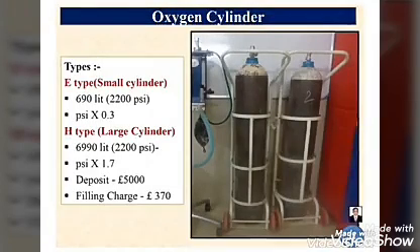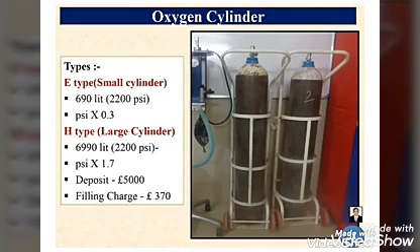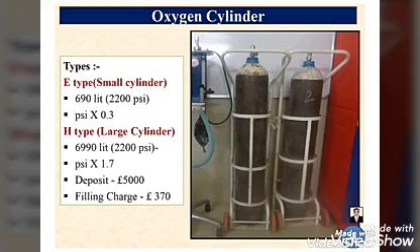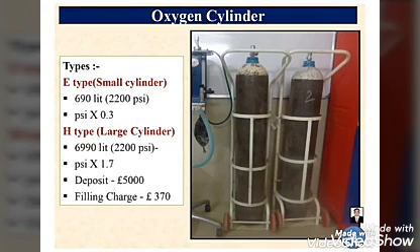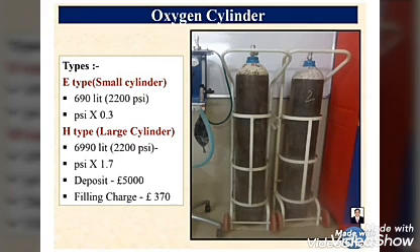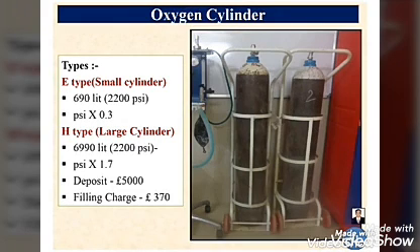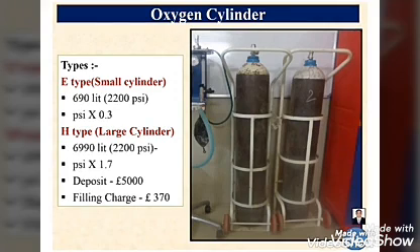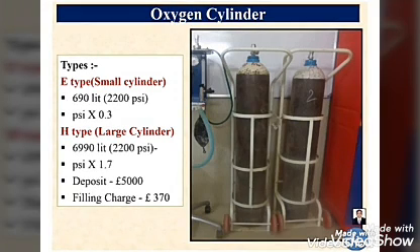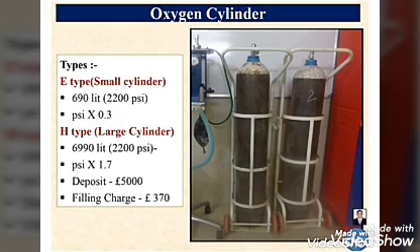So the oxygen cylinder. These are the two types of oxygen cylinder available in the market. One is the E type, another is the H type, on the basis of the capacity of the gas. Type E means the small size cylinder, and type H means the large size cylinder. The small size cylinder contains 690 liters of oxygen, while the large size cylinder contains 6,990 liters of oxygen.